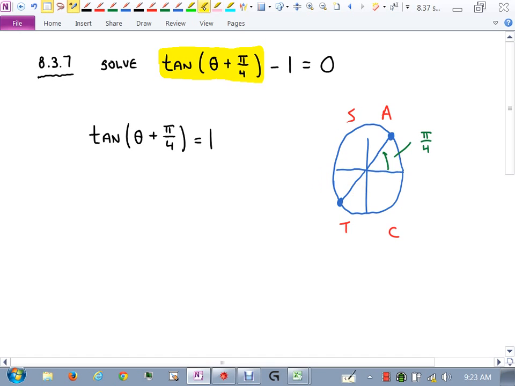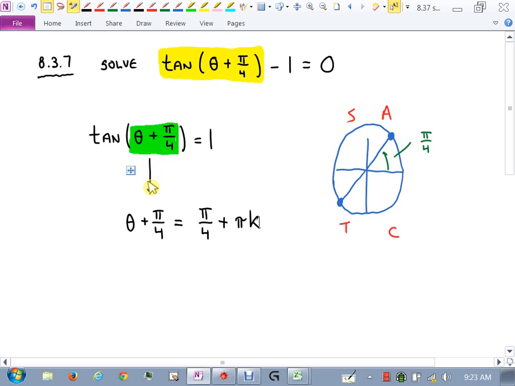So I need the argument, okay? I need the argument to be any of those angles. I saw this on the test. There was some confusion here. This argument, theta plus pi over 4, must be equal to that pi over 4 over there plus pi k. So the pi over 4 plus pi k came from this picture. The theta plus pi over 4 comes from the argument.